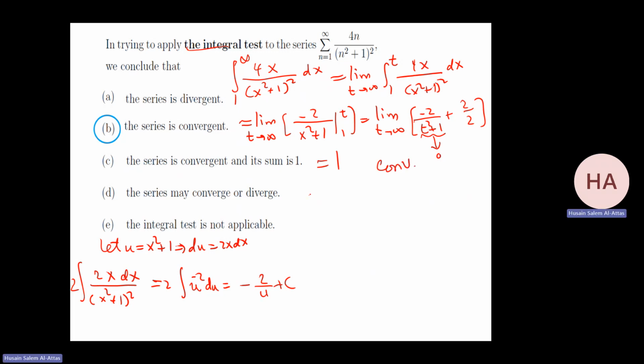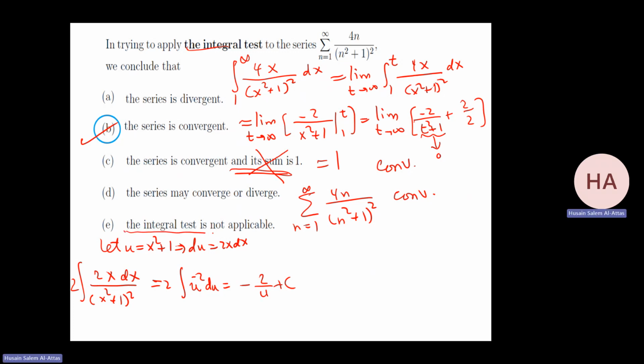Not only that, it's not only the integral that converges, also the summation converges. Is its sum 1? No, nothing like that. No relation at all. So we say the series is convergent, and this is the correct answer.